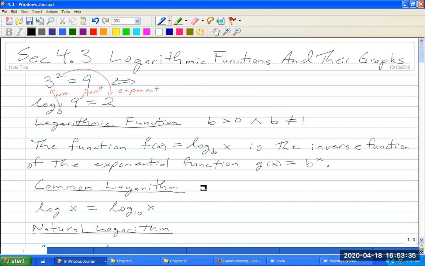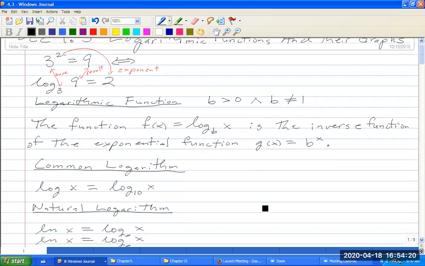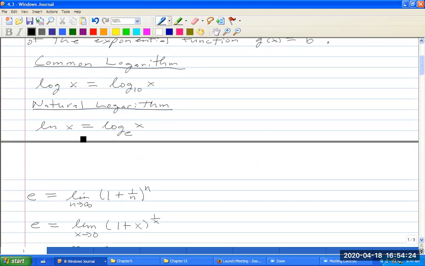Notation, common logarithm. When Napier first invented logarithms, he did this for calculations involving numbers of base 10. And so if you just see on your calculator log and there's no base, then this will be called the common logarithm, and we will assume that the base is 10. And so if you see the notation log x, it just means log base 10 of x. It is the common logarithm. The natural logarithm is denoted by ln x, and it is just the log base e of x, where e is Euler's constant.